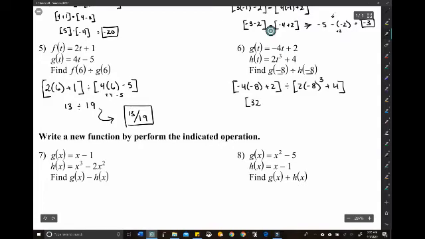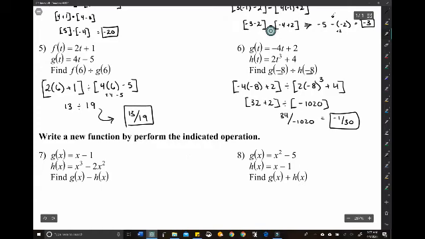32 plus 2 divided by negative 1020. Okay, it's to the third power, so be careful of that. So we have 34 divided by negative 1020. So let's just see what that reduces to. And that's negative 1/30. Okay.